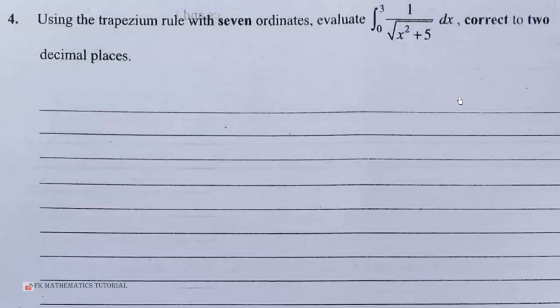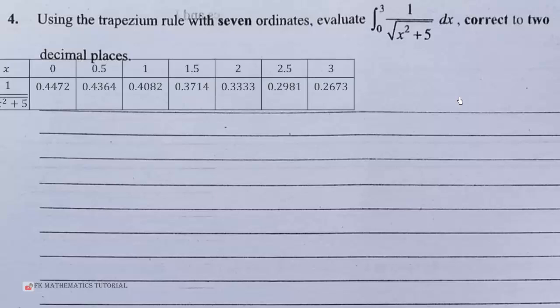Question number 4. Using the trapezium rule with 7 ordinates, evaluate from 0 to 3 the integral of 1 over square root of x squared plus 5 dx, correct to 2 decimal places. So let's begin. We can quickly form a table and compute the y values by plugging in x into this function here. Y is equal to 1 over square root of x squared plus 5.